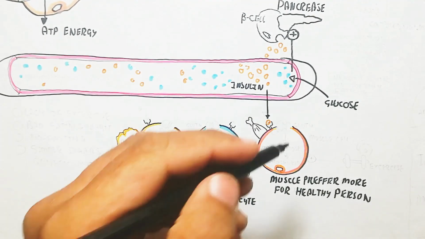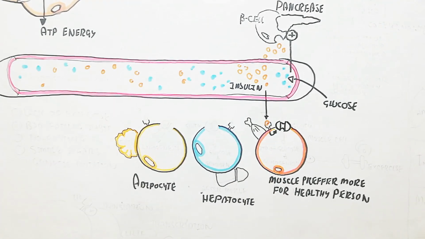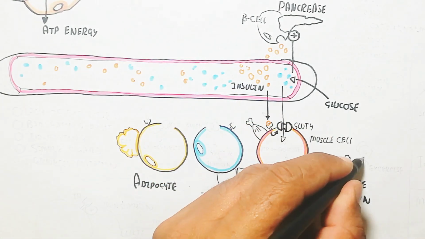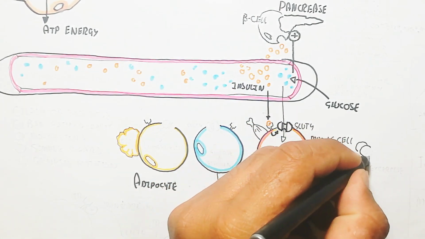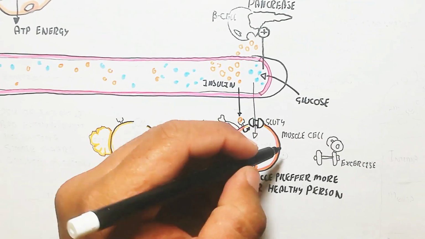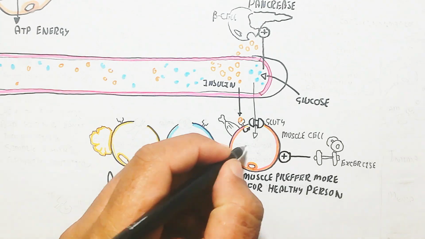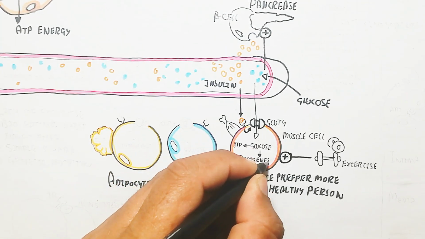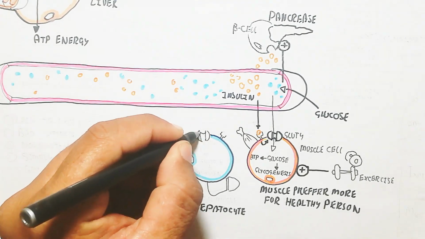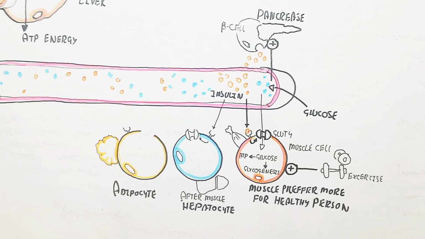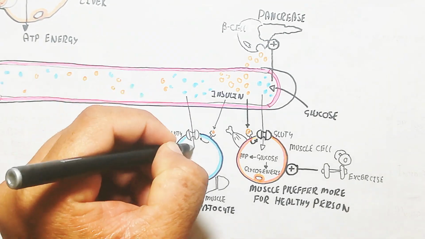This is the glucose and this is the insulin binding with the muscle. Muscle is preferred more in a healthy person, and exercise and fasting will increase the muscle cells' insulin receptors. Saturation of insulin receptors will increase, and the GLUT4 channel will open more for glucose to move inside to produce ATP and glycogenesis. That is why bodybuilders increase muscle due to this glycogen formation.